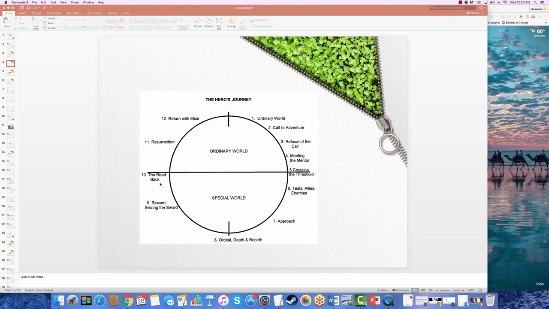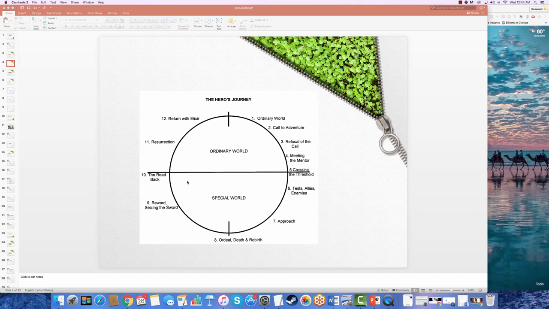The road back oftentimes is still fraught with some danger. It's not perfect anymore, but for the most part, the new hero can challenge any of the things that come up against them and overcome them relatively easily, which is part of the reward to becoming the hero.